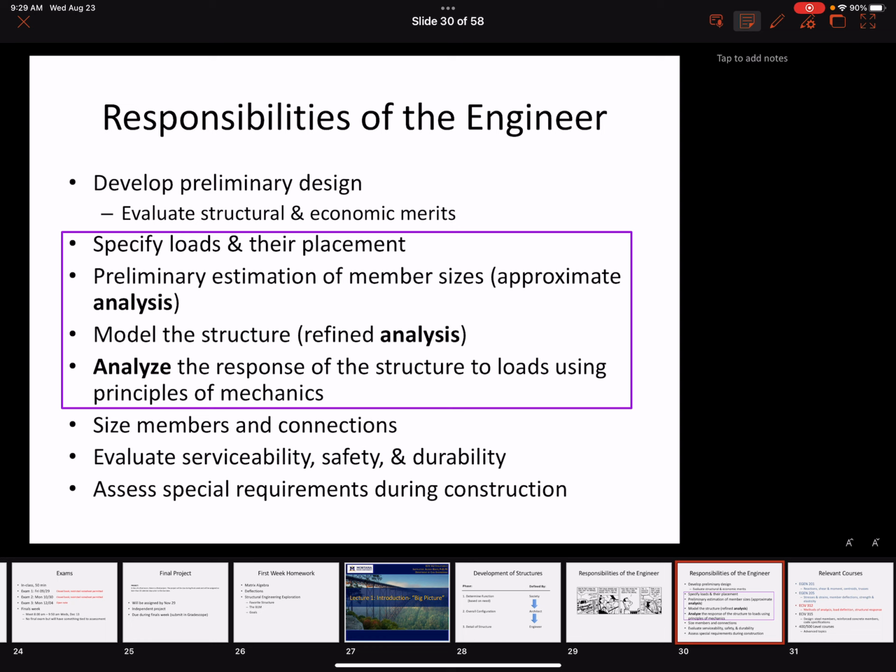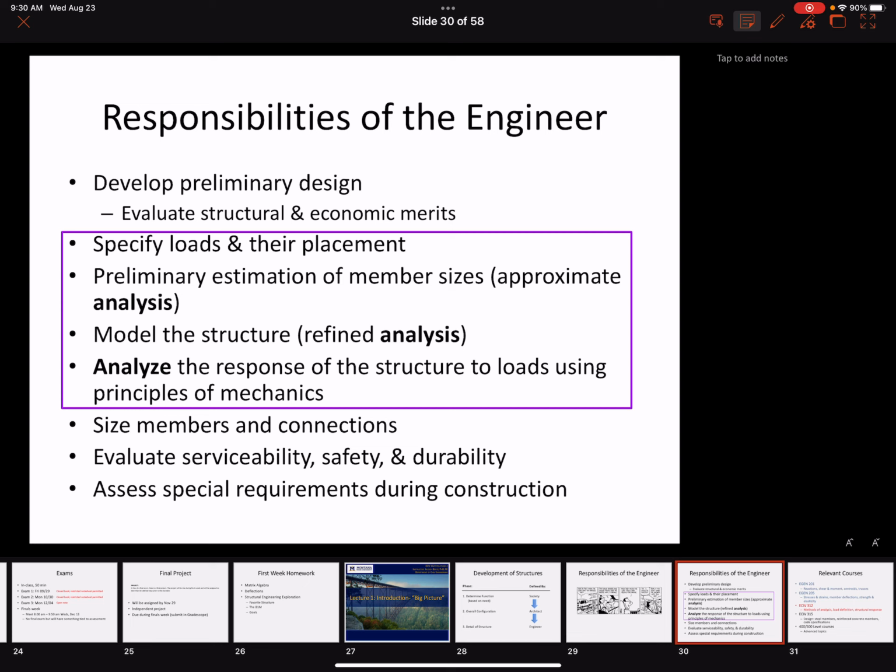So here are several of the main responsibilities of the engineer. The ones in the purple box are the ones that we're going to focus on in this class. These are listed roughly in the order in which they would actually take place in the real world. So first up, develop a preliminary design. That's truly the role of the architect, in the architect's responsibility. But sometimes the engineer is brought on board at that early stage, which is really nice because then you can work together with the architect to figure out the most economical solution that meets the needs of the client.